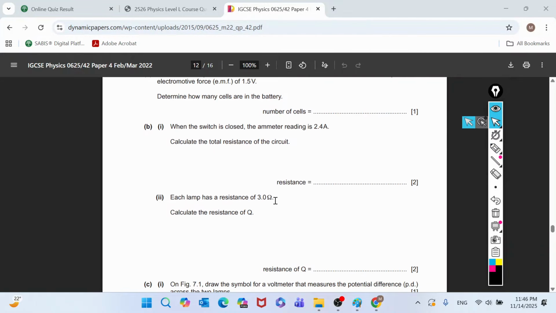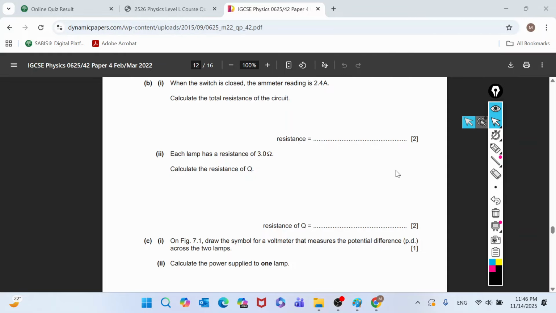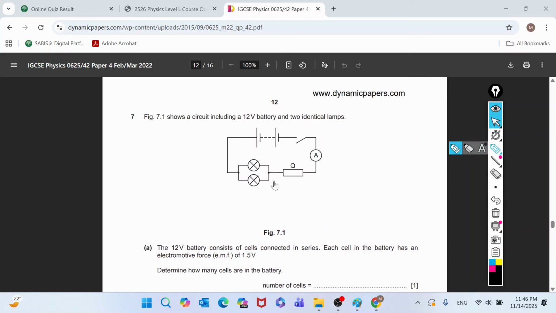Okay. Each lamp has a resistance of 3 ohms. Calculate the resistance Q. So each lamp is 3 ohms. So this is 3 and this is 3. They're in parallel. How do we add them up? 1 over 3 plus 1 over 3 equals 1 over R. This is the resistance across the two lamps.